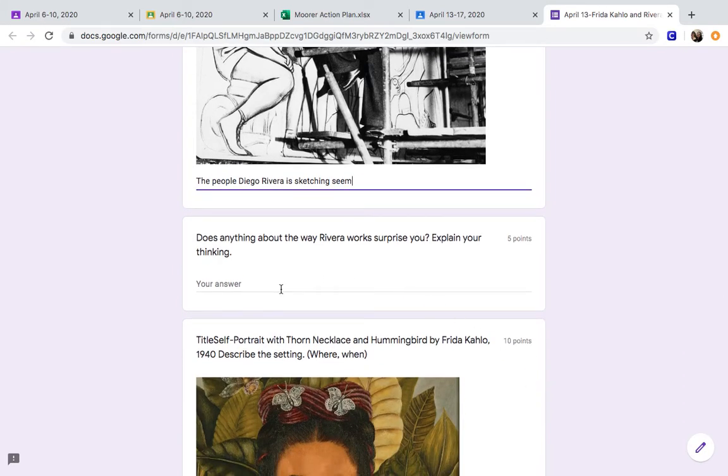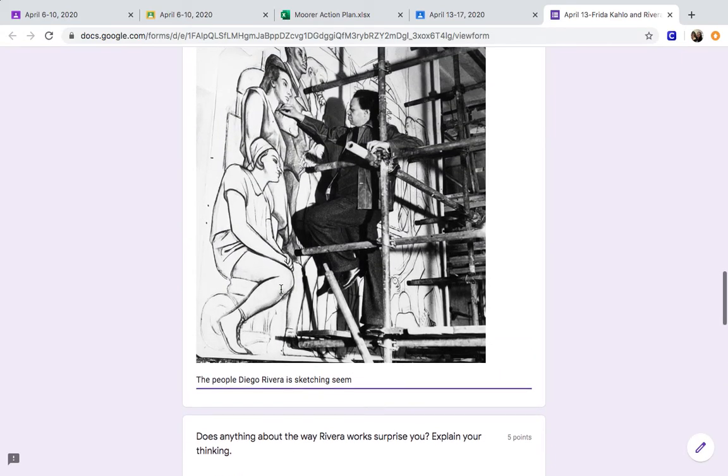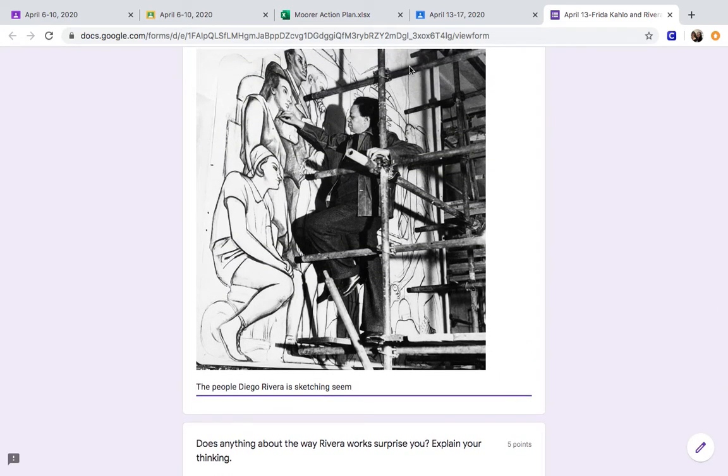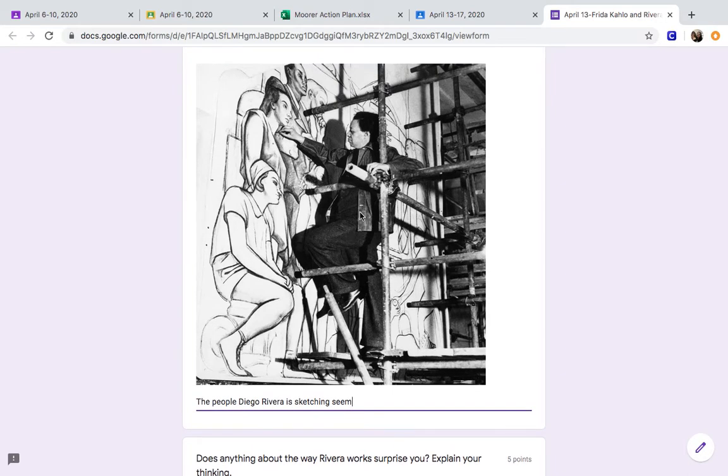Does anything about the way Rivera's work surprise you? Explain your thinking. So here you could say, okay, well, I'm going to look at how he's positioned in the picture. So the fact that he's on the scaffold high up, it seems, and sketching on the side of a building, does that surprise you?